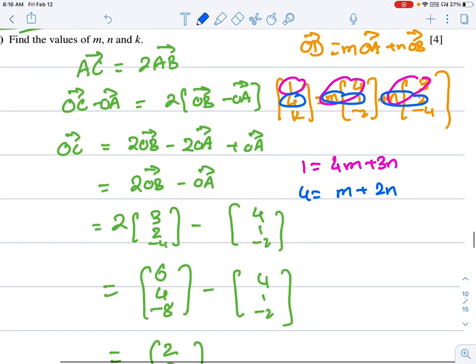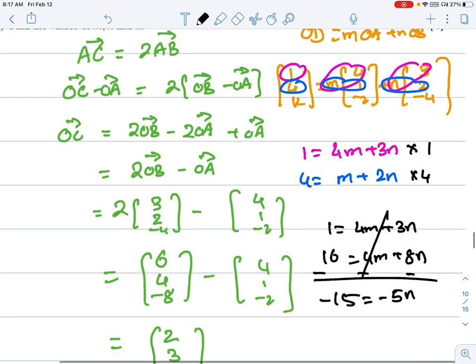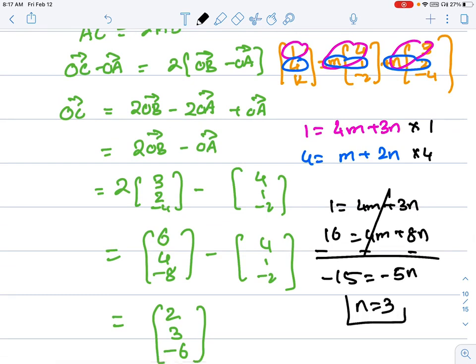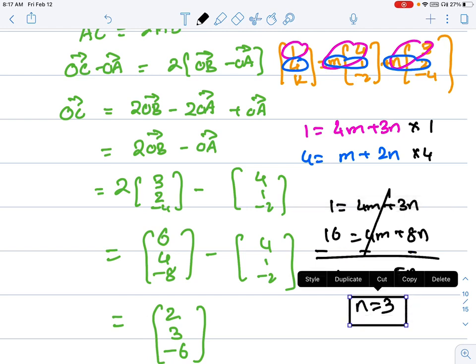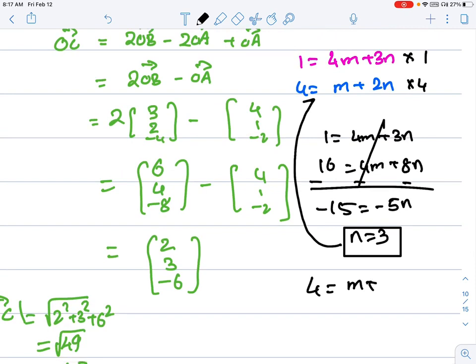So I need to solve these two equations. What am I going to do? I'm going to multiply this equation with 1 and this equation with 4. So simple: 1 is equal to 4m plus 3n and 16 is equal to 4m plus 8n. Subtract, 4m cancels, negative 15 is equal to negative 5n. So n is equal to 3. Substitute n is equal to 3 in this equation. So 4 is equal to m plus 2 times 3 is 6, m is equal to negative 2.